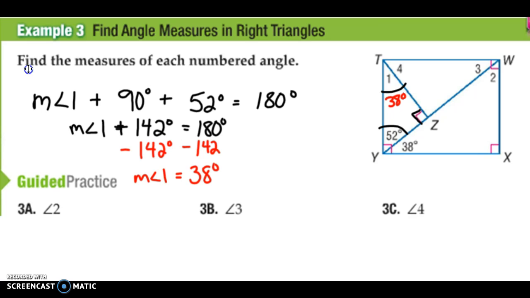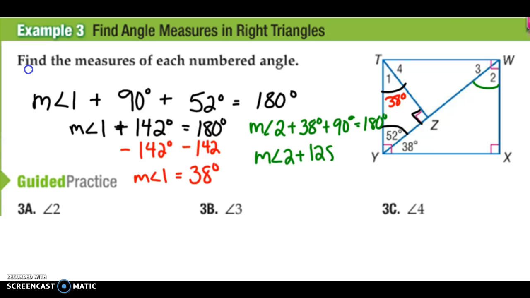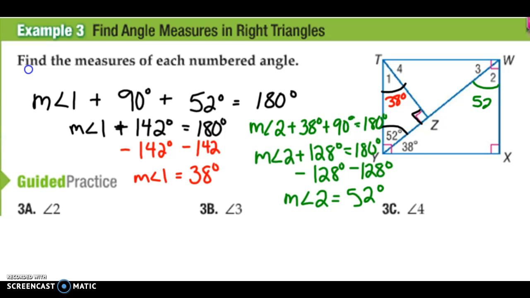I know that. Okay? Now, number 2. Okay? Angle number 2 right here. Same sort of deal. Angle 2, 38 degrees and 90 degrees. So we say the measure of angle 2 plus 38 degrees plus 90 degrees has to add up to 180. Okay? Measure of angle 2 plus 128 degrees equals 180. Subtract 128 degrees from both sides. And we find the measure of angle 2 to be 52 degrees. Okay?